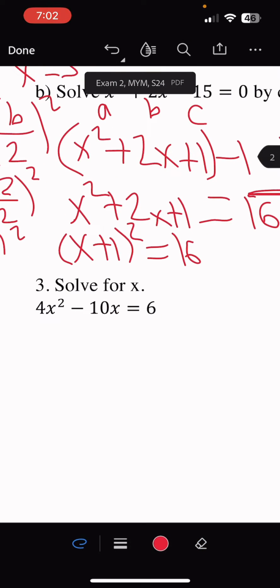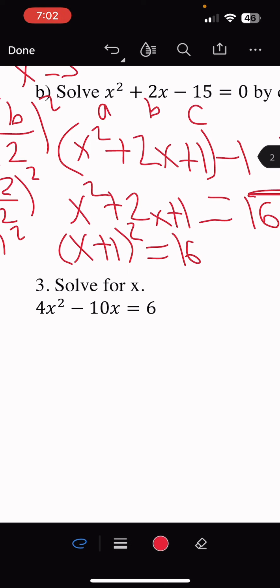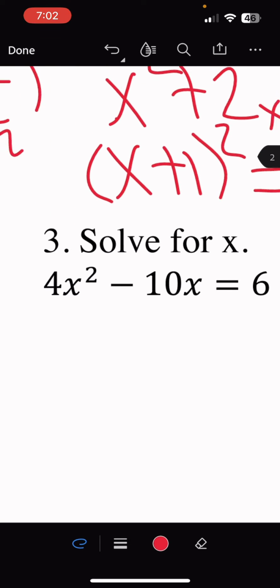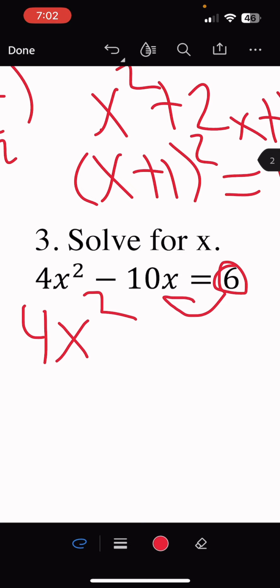We are solving for x in this equation, and I always like to start out by getting to ABC, so I'll be doing that. So 4x squared. Sorry, let me back up. What I mean by that is I'm going to want the equation equal to 0 here, so I'm going to move over the 6 to this side.